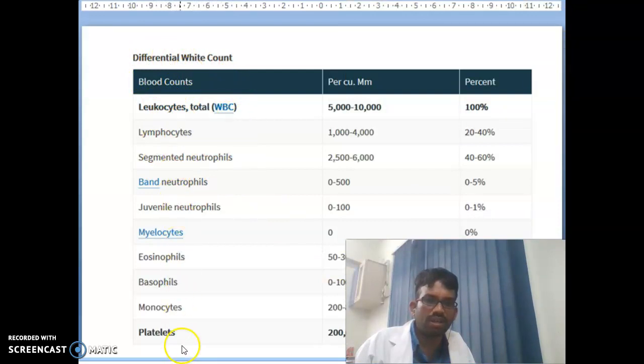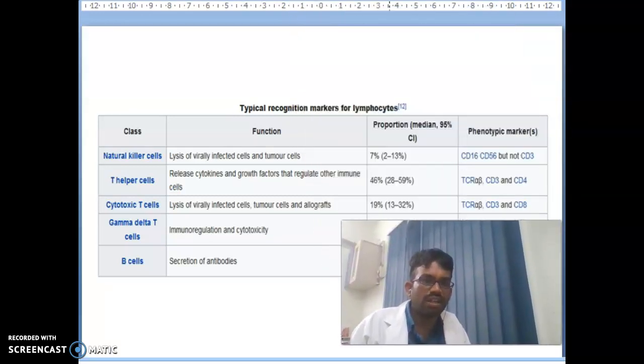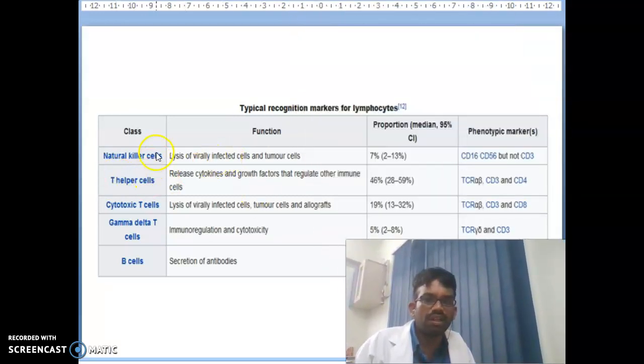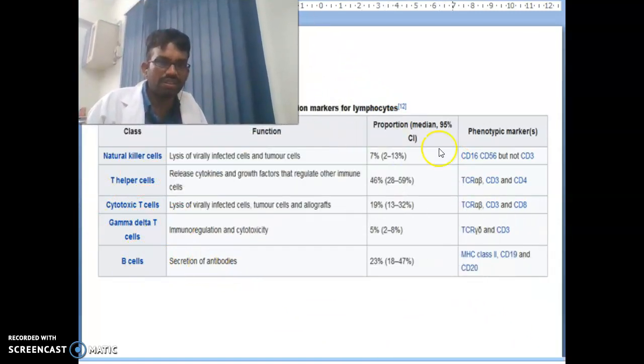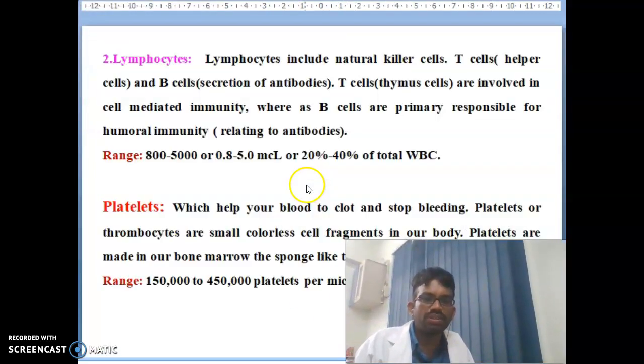You can see the important parts of the white blood cells, their normal range and the percentage conversion in the table. You can go into more details: T cells and B cells are important parts of the lymphocytes. Lymphocytes include T helper cells and B cells, which secrete antibodies. You can find the range of these in this table, and you can look at the major role of lymphocytes.